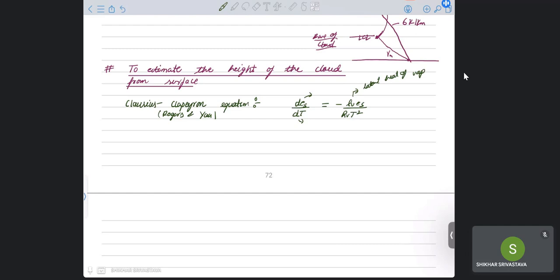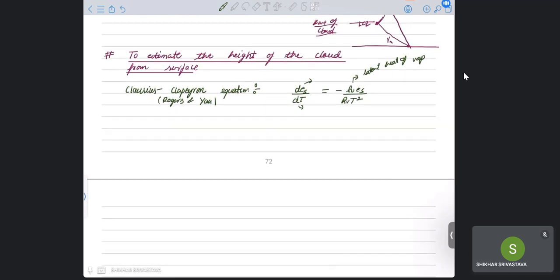Okay, ES is your saturation vapor pressure, RV is your specific gas constant of water vapor, and T is the temperature. So this is a very famous equation. Through it, we establish the relation between the saturation vapor pressure and temperature.